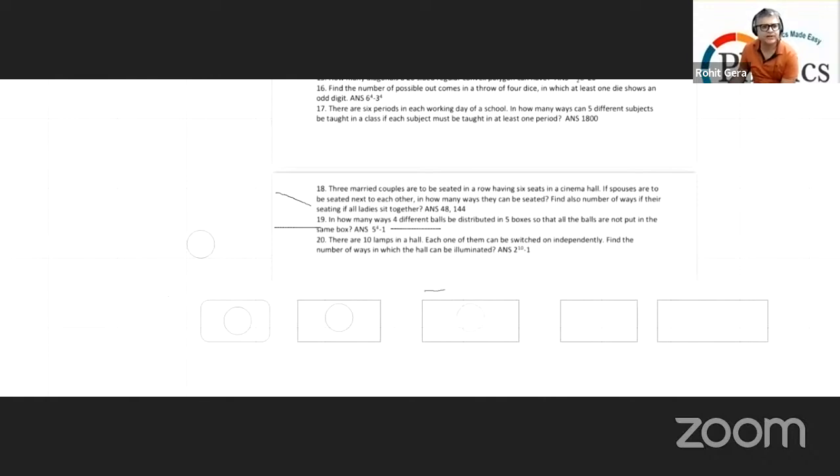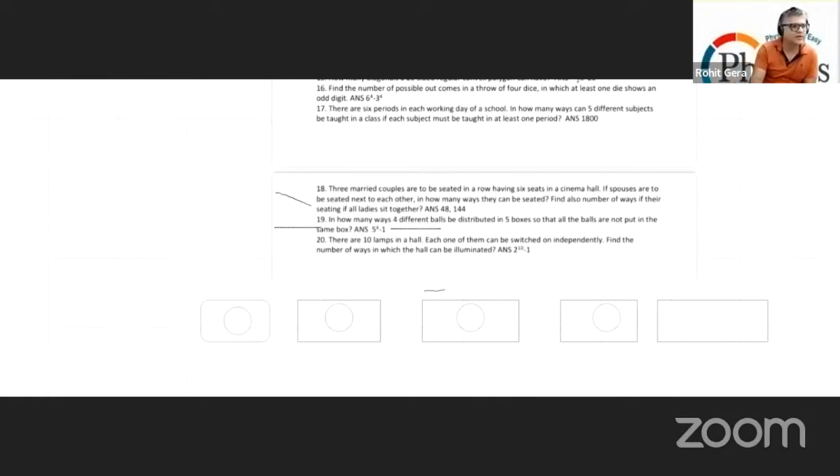These are different balls, by the way. So we have to fill up five spots using four, na? That's all. ये तो खाली रह जाएगा ना. Yeah, ठीक है ना? So if you have four balls, then you can fill this up in how many ways?